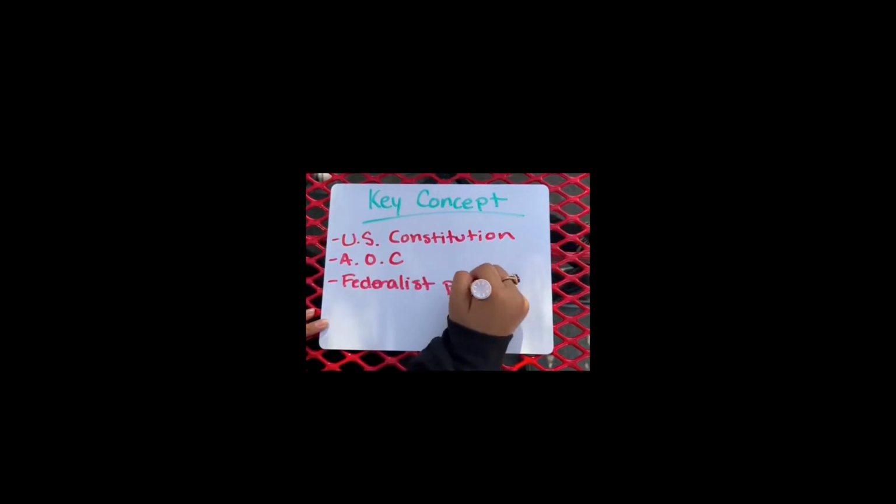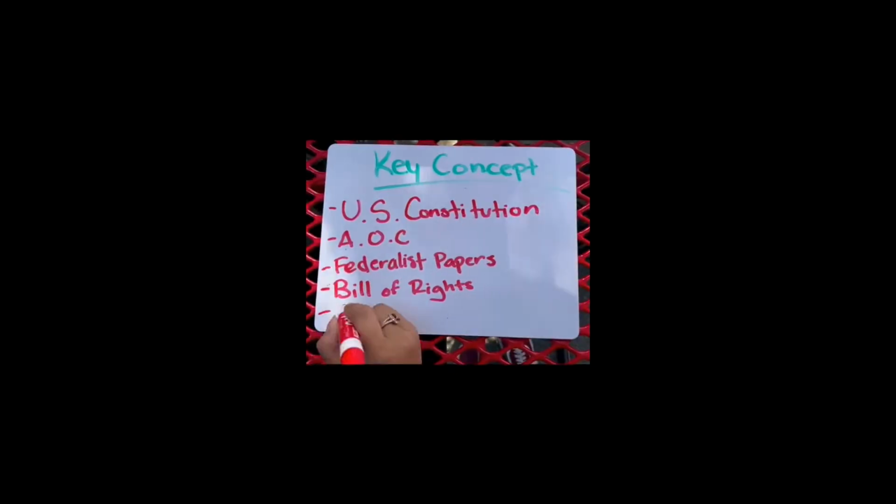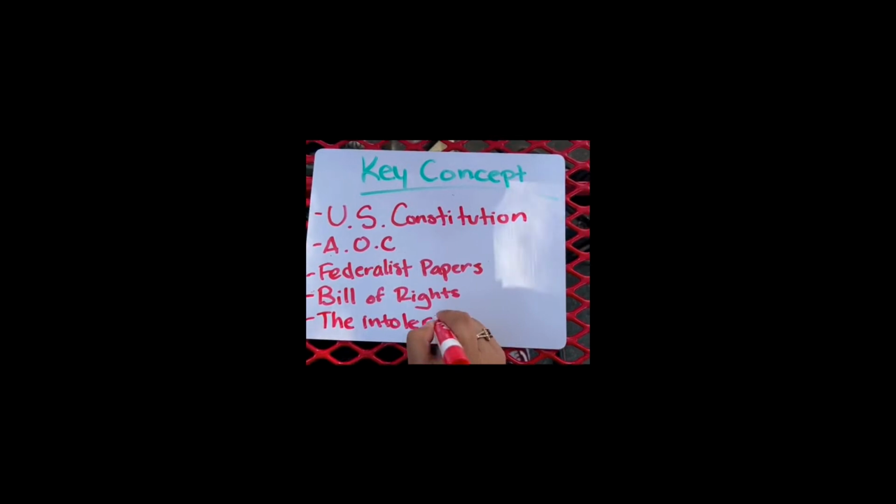In no particular order, we'll be covering these key terms: Constitution, Articles of Confederation, Federalist Papers, Bill of Rights, and Intolerable Acts.